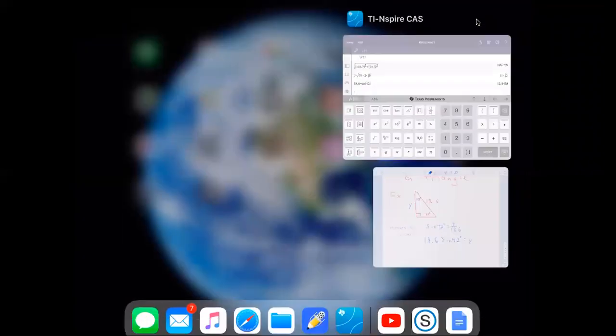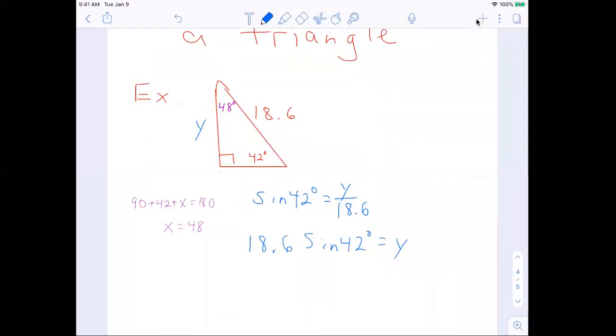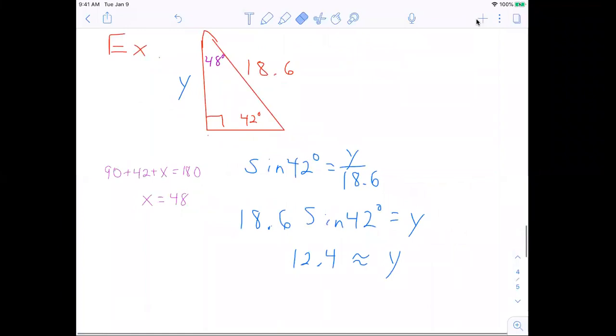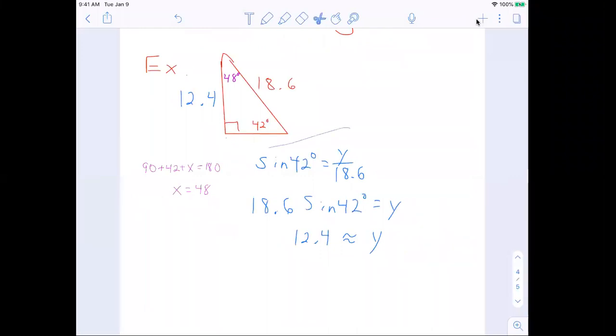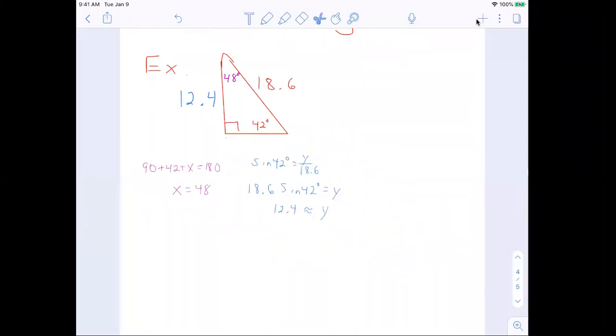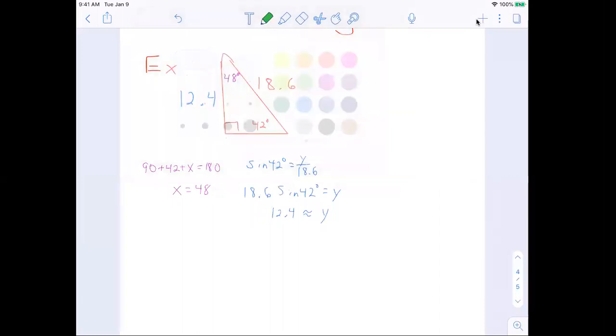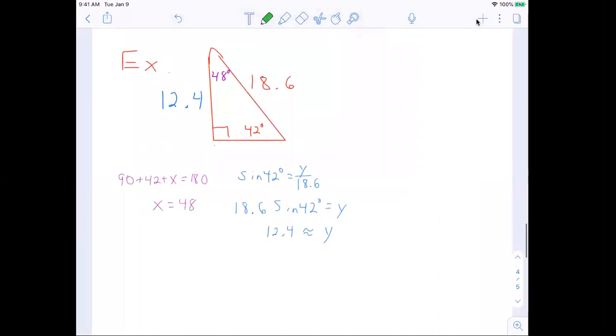All right, so y comes out to be approximately 12.4. So I'll go put that up in my picture here. And we're almost done solving the triangle. We have all three angles. We have two of the three sides. We now need to find the last side. So I'll call that A.